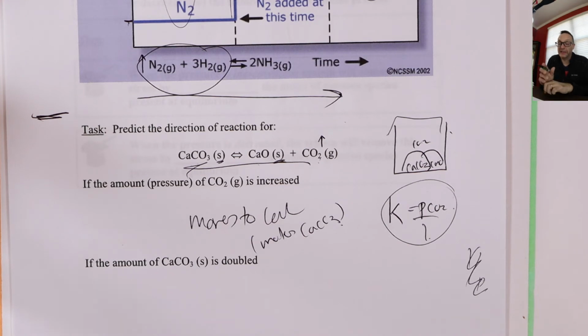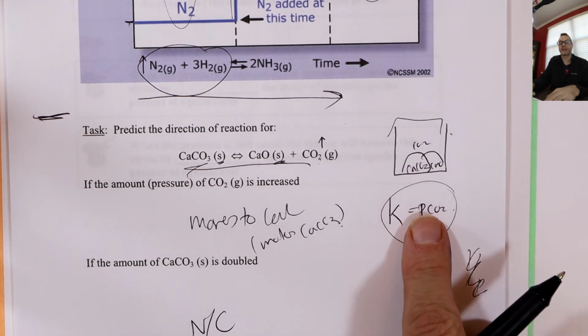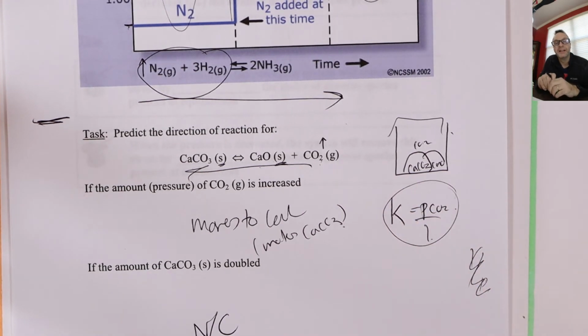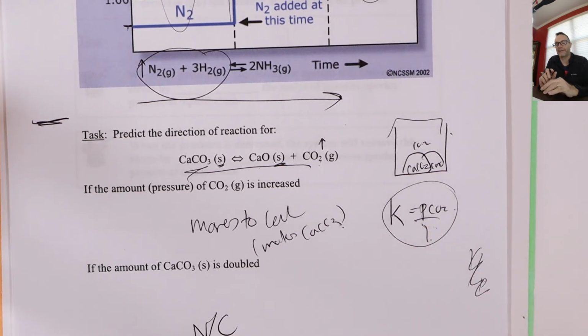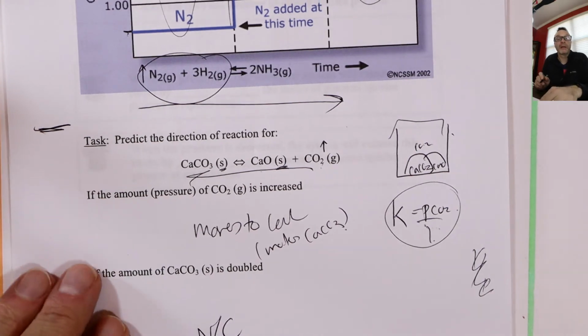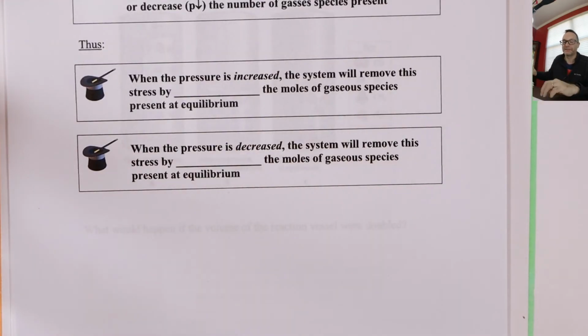Trick question, no change. Solids don't appear in the equilibrium expression, so I can put in the world supply of chalk, it wouldn't matter. Okay, it's all about the CO2 because that's in the equilibrium math here. Okay, all right. Remember, solids, liquids don't affect anything, all right, in terms of the math.